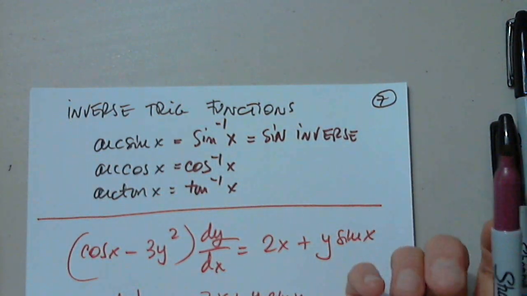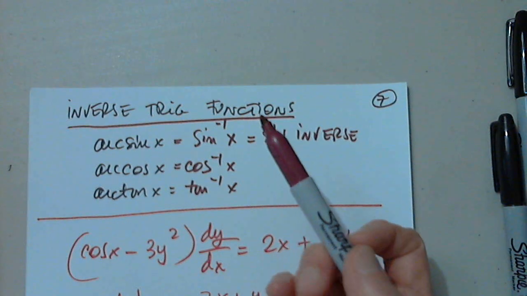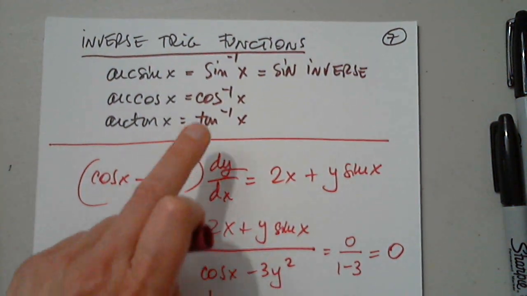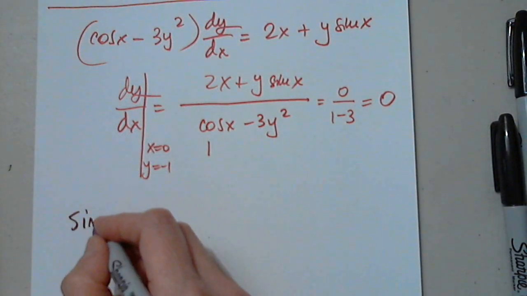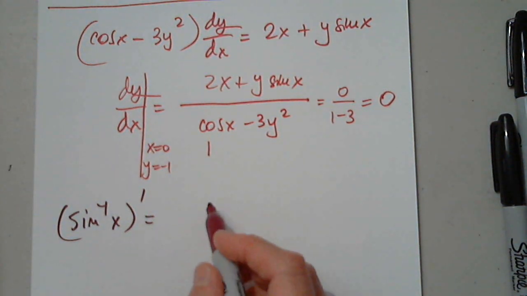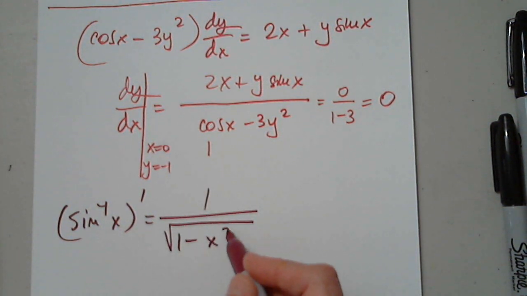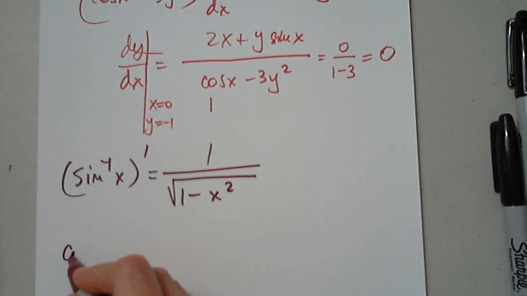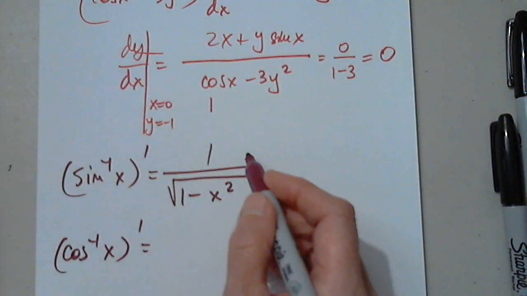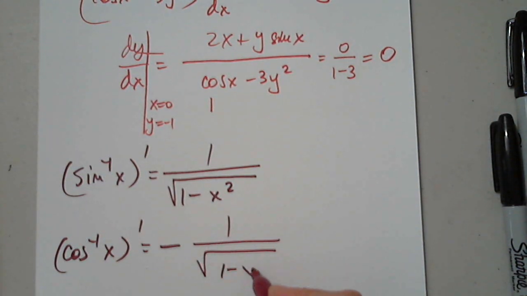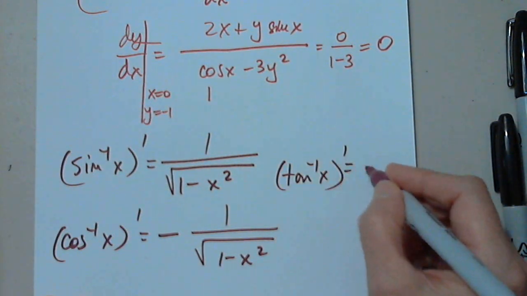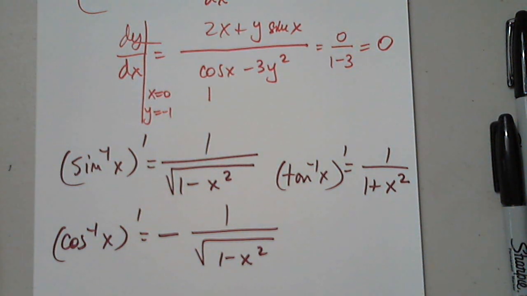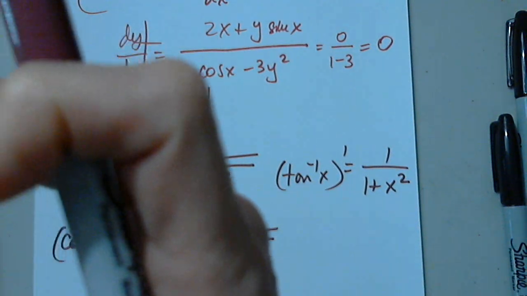Of course, there are 6 trig functions, and 6 inverse trig functions. So we're only going to talk about the derivatives of these 3. I think you're going to find them easy to remember. Sine inverse prime is 1 over the square root of 1 minus x squared. Cosine inverse prime is the same thing, but with minus in front. And the last one is even nicer. Tangent inverse prime is 1 over 1 plus x squared. Just these 3 that I want you to remember.